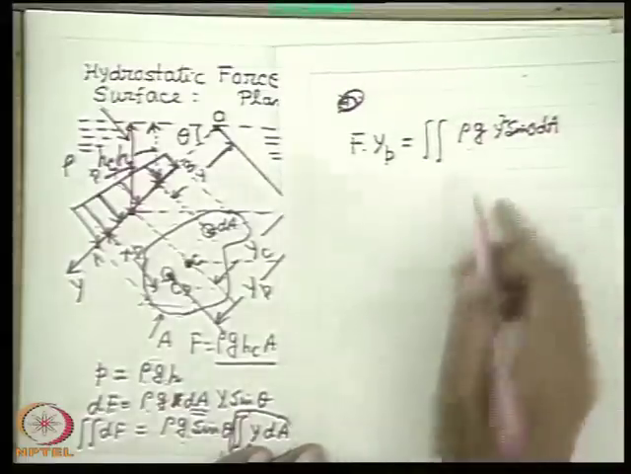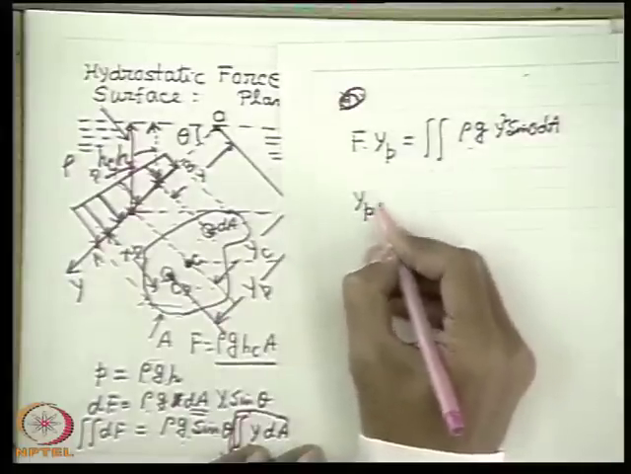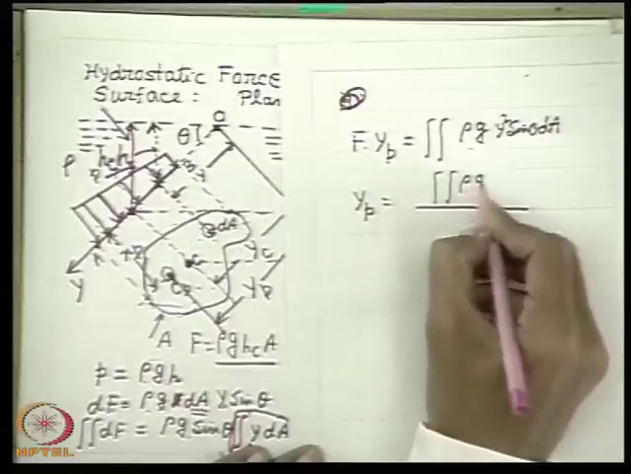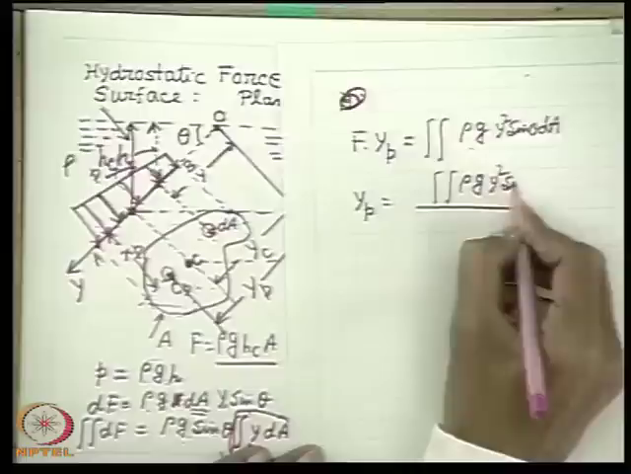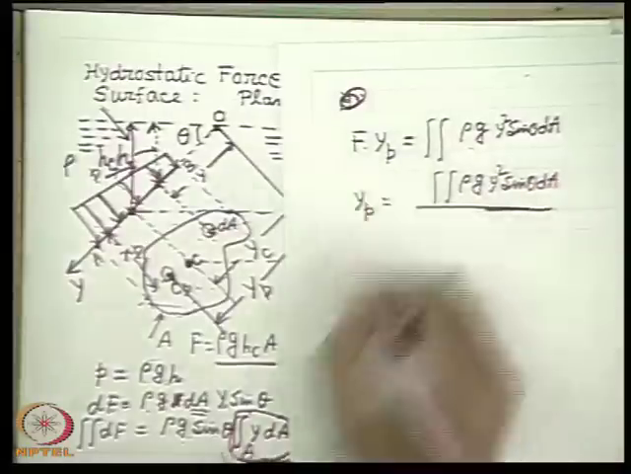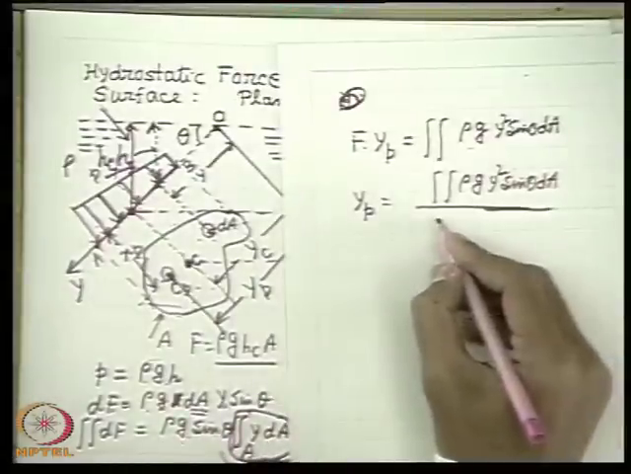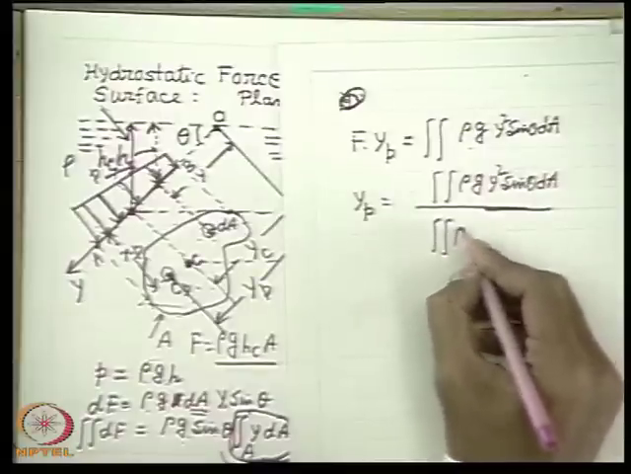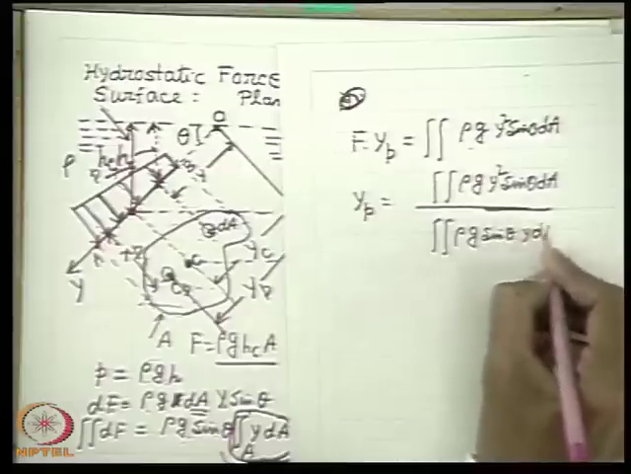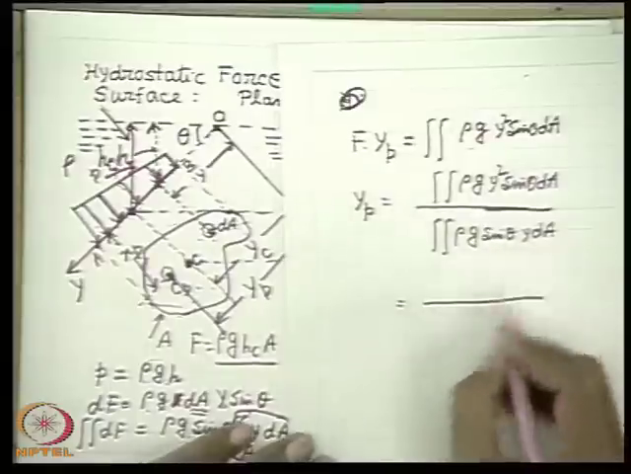Okay, rho g y square sin theta dA. That means yp will be the integral of rho g y square sin theta dA divided by F. F is the integral of rho g y sin theta dA. That means it is the integral of rho g sin theta y dA. So this is already found: the integral of y dA is hc into A.